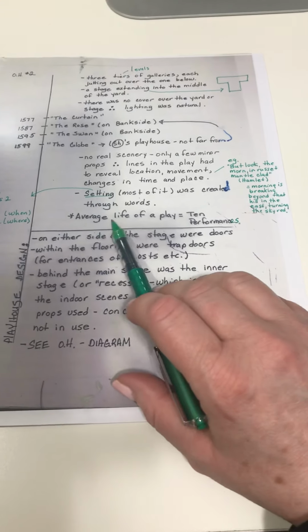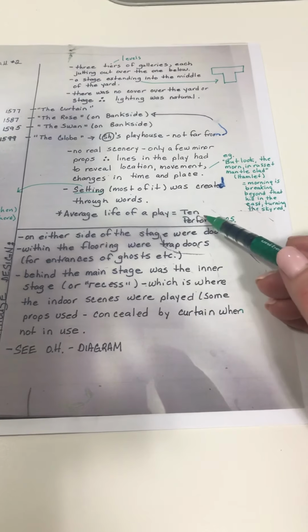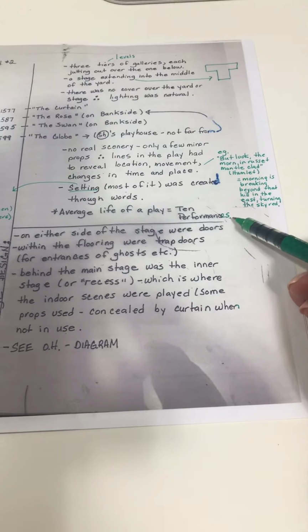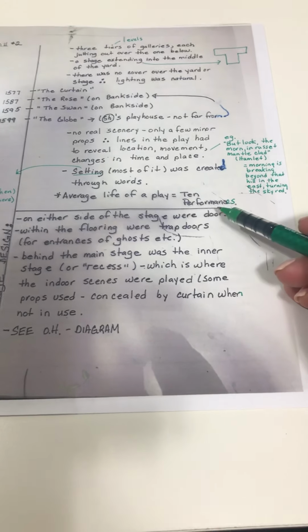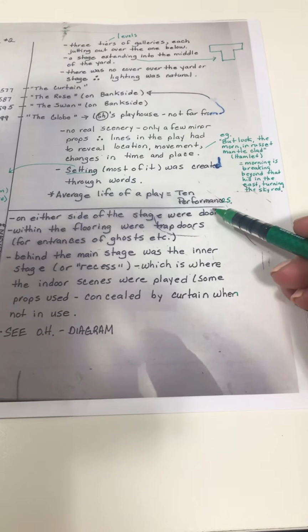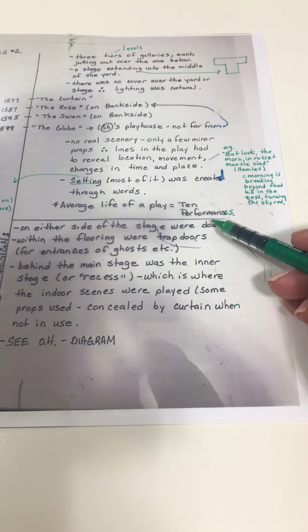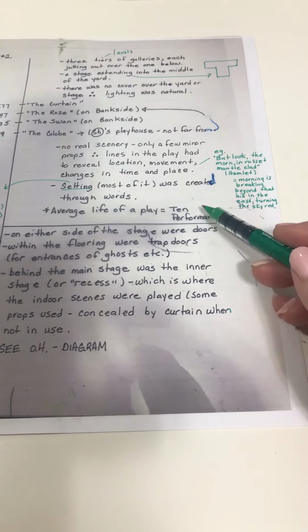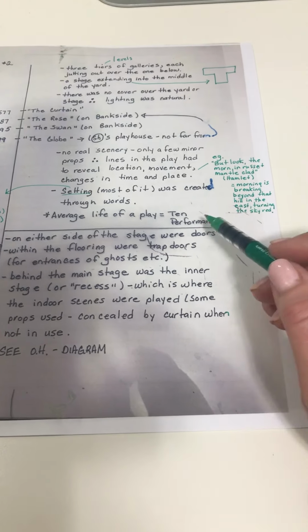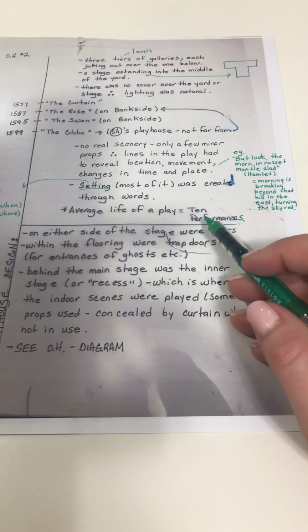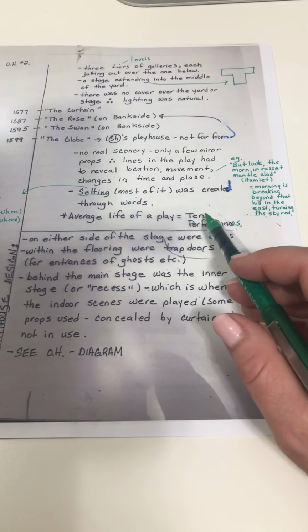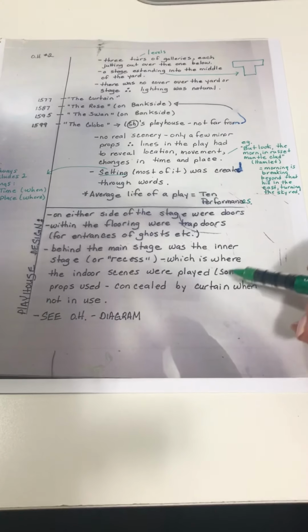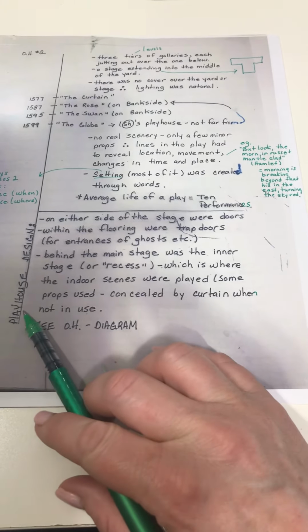At this time, the average life of a play was about 10 performances. So 10 performances was just about enough time to allow for all of the people in this London area who wanted to go see the play. That allowed all of them to be able to go ahead and see that play.